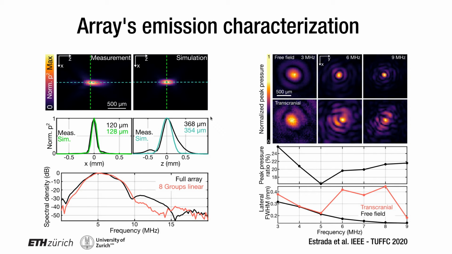What happens when the ultrasound has to cross the skull? The skull really affects the focusing performance, and even at 3 MHz, which one would think is a very low frequency, the peak pressure decreased by a factor of 4. However, although the focus is smeared, we are able to keep the lateral focusing at least always below 0.5 millimeter.